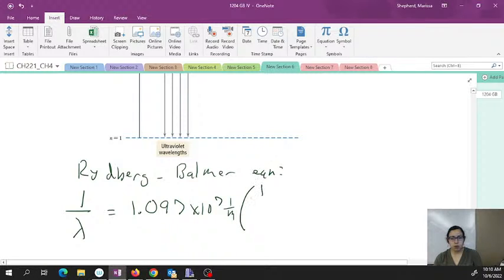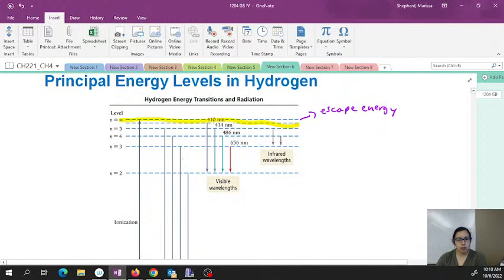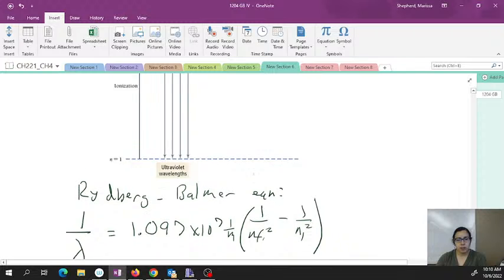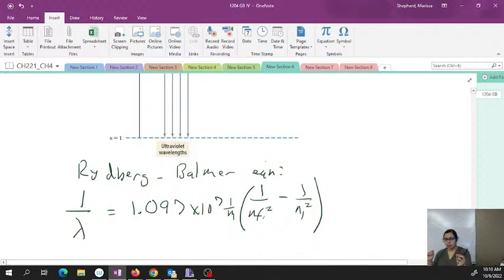And this is all times 1 over n_f squared minus 1 over n_i squared. So you're just taking the difference. So all this is looking at what he was devising. And so let's say he was looking at this transition, so 656 nanometers from 3 to 2. And so he must have just been plugging in those numbers. So your final is going to be 3, initial 2. Actually, it should be negative.